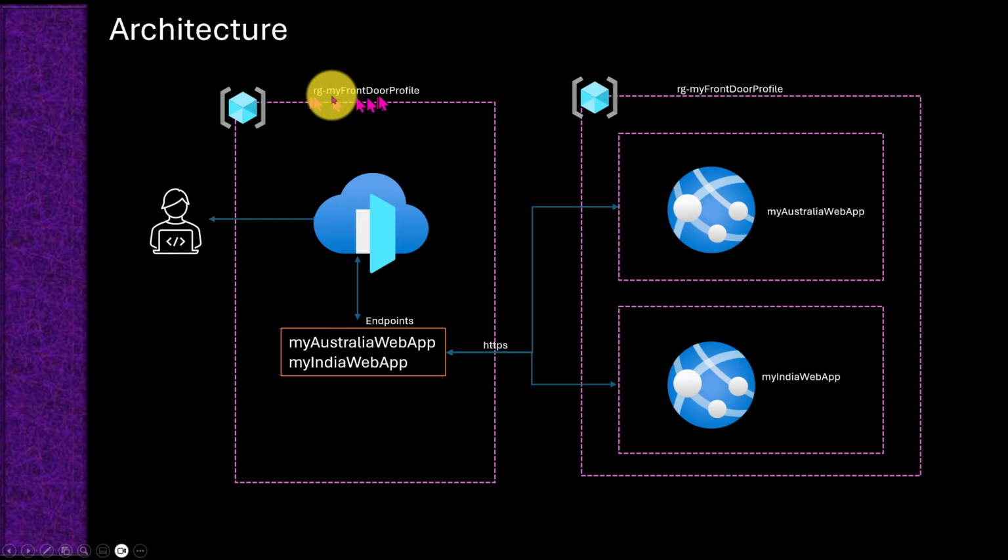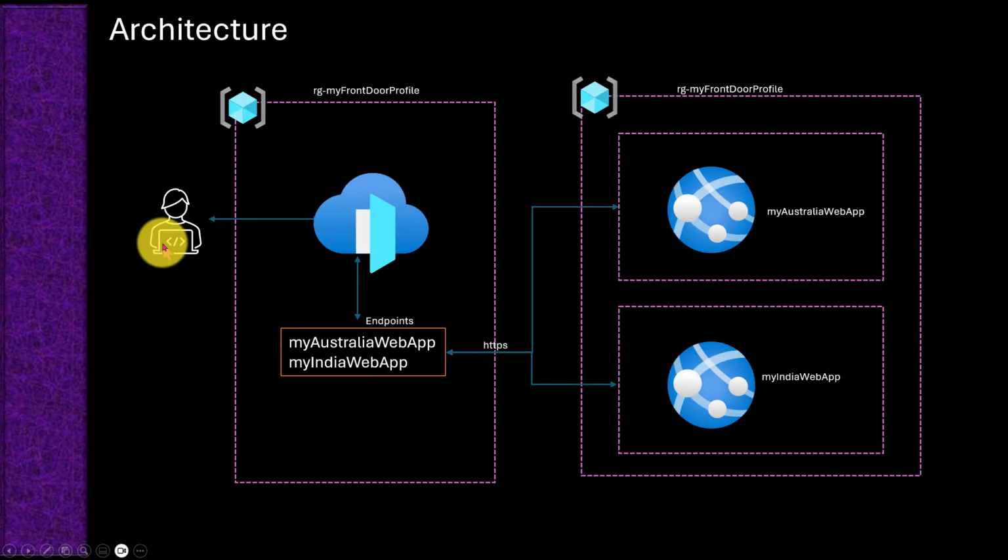We have one resource group called my front door profile. Within this, we're going to deploy two web apps, but in different regions. And then we will also create a Front Door profile, and add these two web app endpoints to that particular Front Door profile.